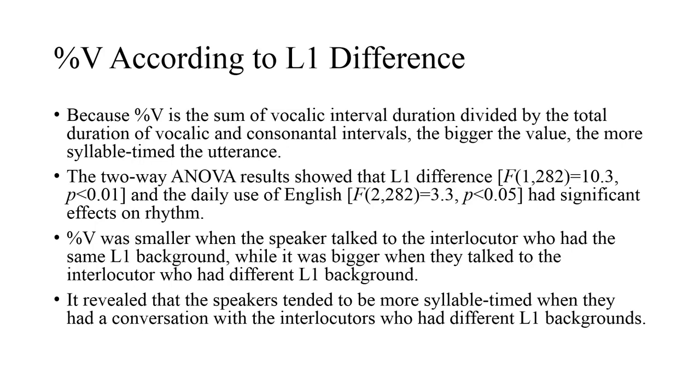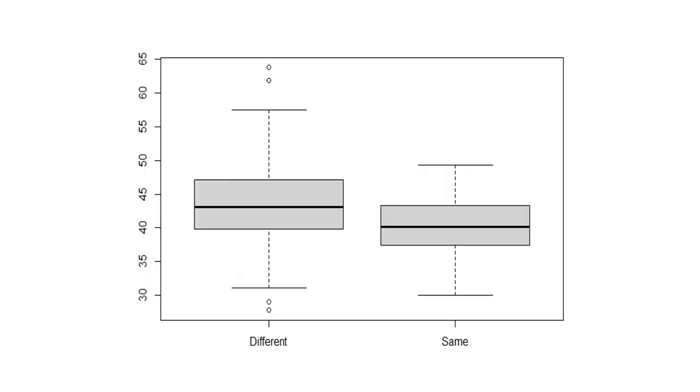%V was smaller when the speaker talked to the interlocutor who had the same L1 background, while it was bigger when they talked to the interlocutor who had a different L1 background. It revealed that the speakers tended to be more syllable-timed when they had a conversation with the interlocutors who had different L1 backgrounds. This is the box plot of the result.